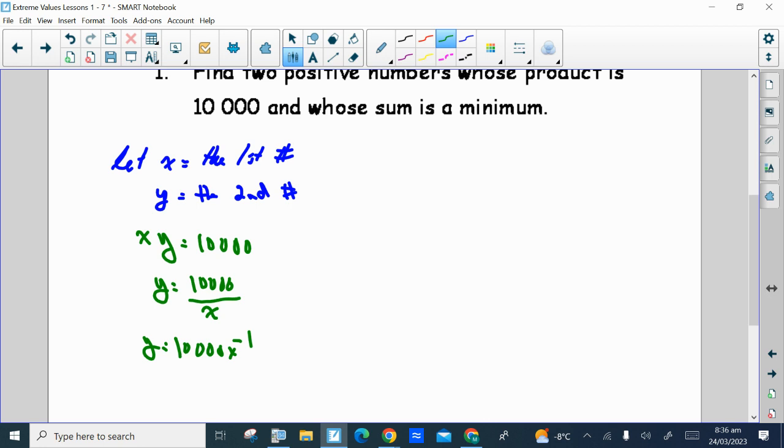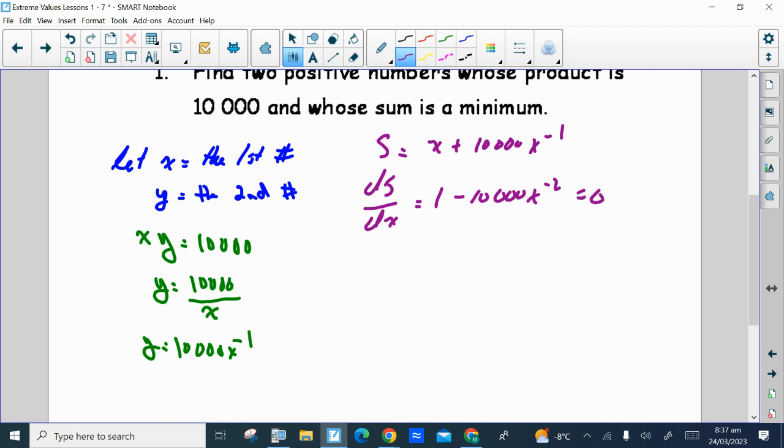Now we have expressions for both numbers in terms of the single variable. And again, we want to minimize the sum. So s, the sum, an expression for that would be x plus 10,000 x to the negative 1. And now we're going to differentiate. So ds by dx will equal 1 minus 10,000 x to the negative 2, which we will make equal 0.